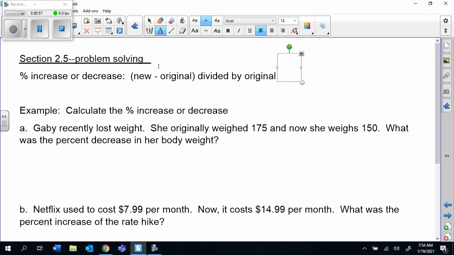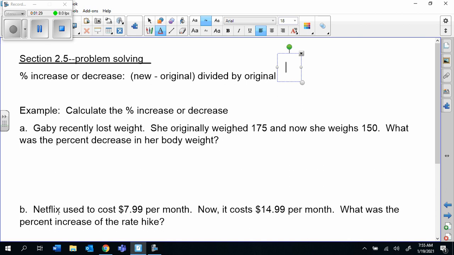So this section, like I said, is problem solving, application questions. The first one we're going to look at is percent increase or decrease. I really, really like this skill. I use this all the time when I shop. As prices go up, or your salary goes up or down, or your insurance goes up or down, and I think to myself, what percent did it go up? How much are they really getting when they raise this?